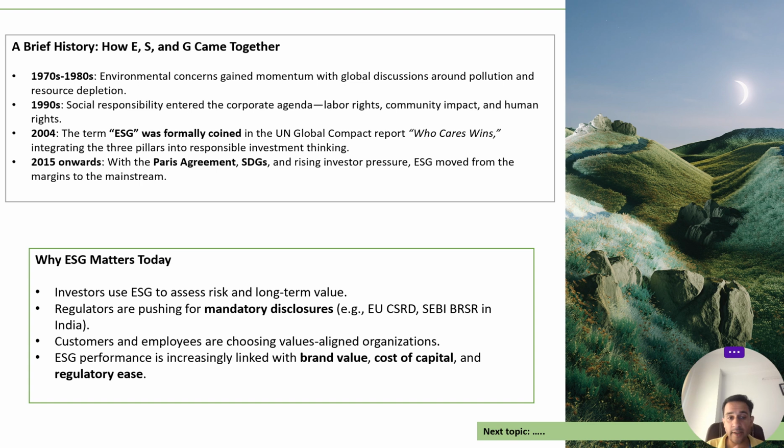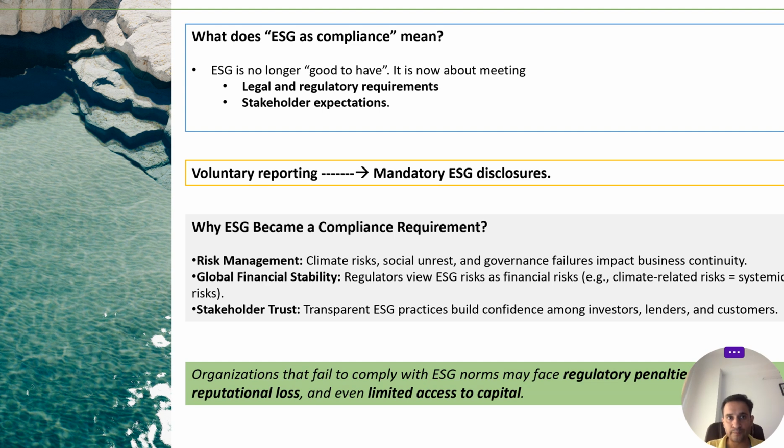Then ESG performance, the fourth point, as we were saying, the brand value and the cost of capital. If you are reporting on ESG parameters, on ESG factors, and taking some good initiatives for sustainable performance, to become more sustainable, to handle your climate-related risk and other ESG-related risk, then you can get capital at a lower cost, right? From the investors, from the banks. So there will be an ease of capital also.